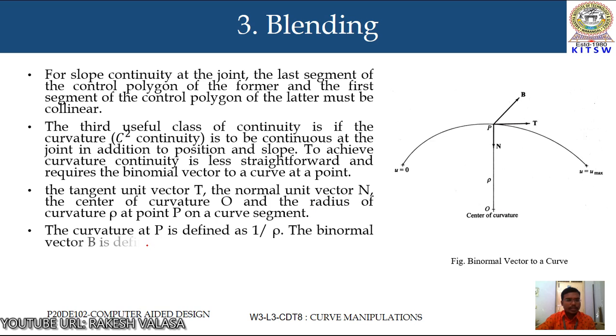Now we can write the curvature at p. The curvature at p is defined as 1 by rho. The binormal vector b is defined as b equal to t cross n. It gives the curvature at p.